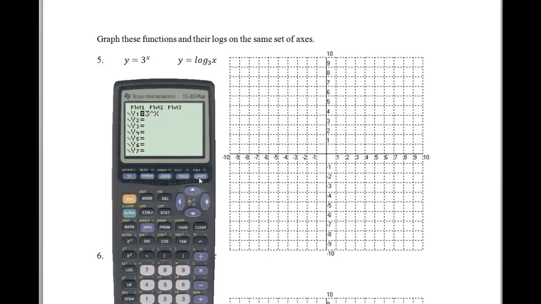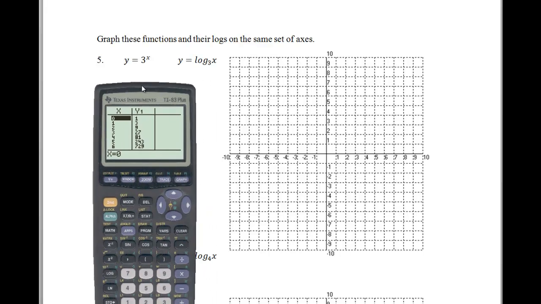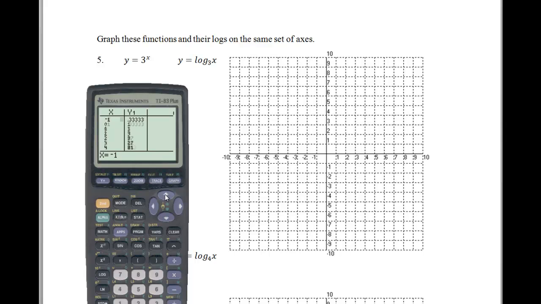So if I then hit graph, you can see what the line is going to look like, and then I'm going to go to the table and take some of these points on the table, and I'm going to choose some negative ones as well. Okay, so this is where I'm going to probably graph maybe from -2 to 2 or something. All right, so let's plot from -2 to 2 for my first graph, because it says graph these functions and their logs on the same set of axes. So let's show you what that's going to be.